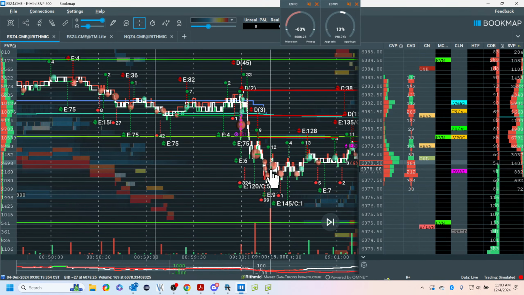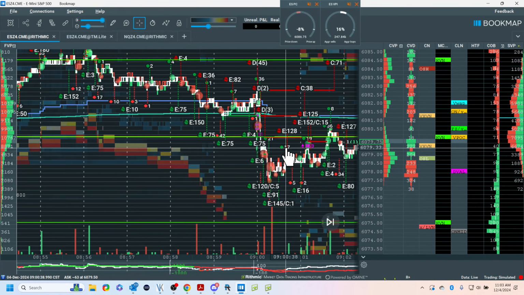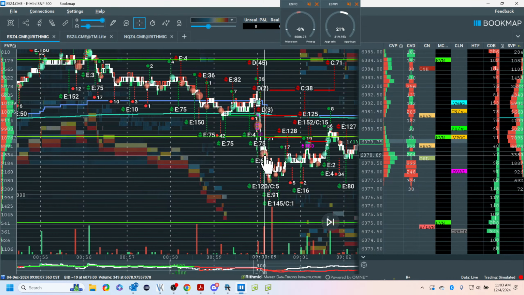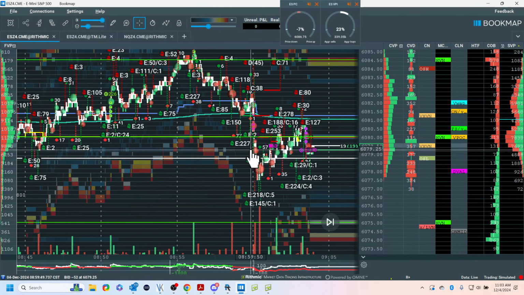But I got absorption, microstructure, break high, potential trigger right here. I'm going to throw a little line on here. This is trading in fractals. What you're going to see me do is the same behavior.